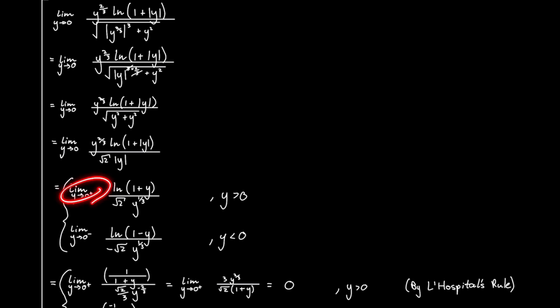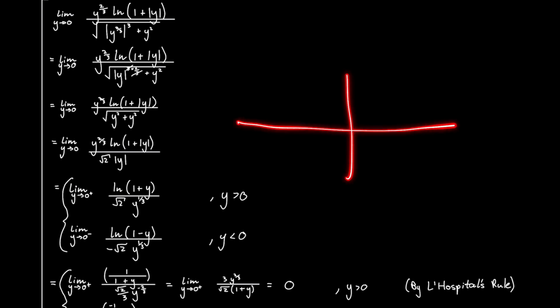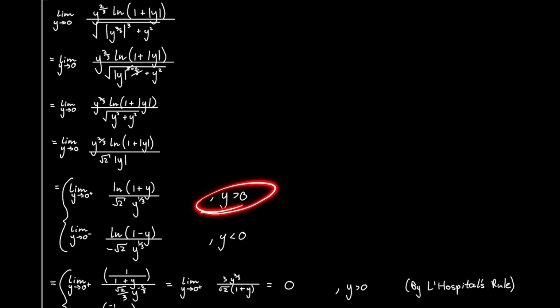So as y approaches 0 from the right-hand side, here's our Cartesian plane, and we're approaching y equals 0. And as we're approaching y equals 0 from the positive side, we're coming down like that to y equals 0. And if we're doing that, then our y is strictly greater than 0. And if our y is strictly greater than 0, then absolute value of y and y are going to be the same thing. So we get rid of the absolute value, and we're left with this function over here.